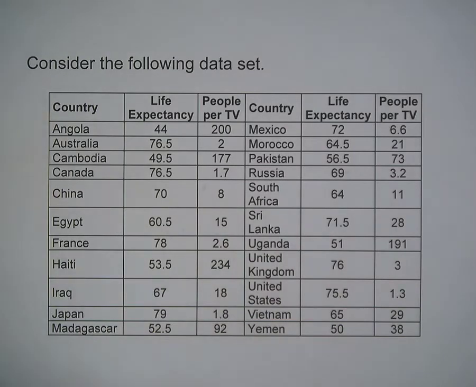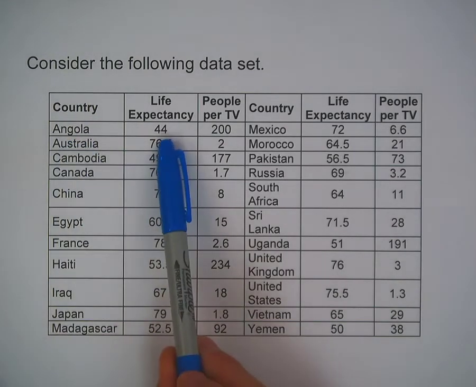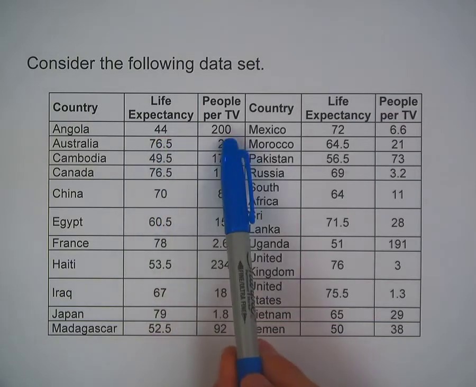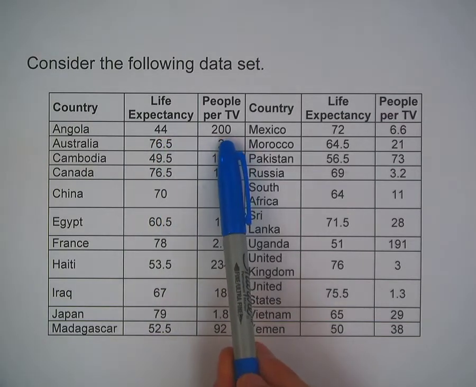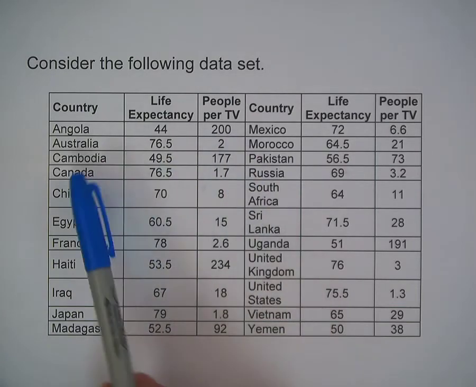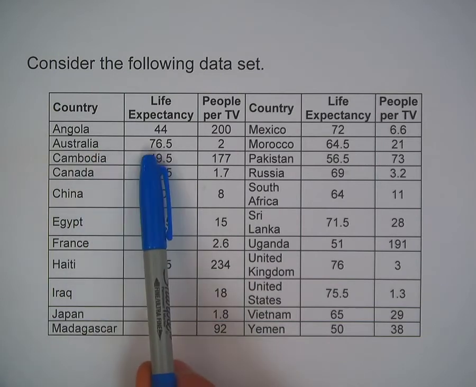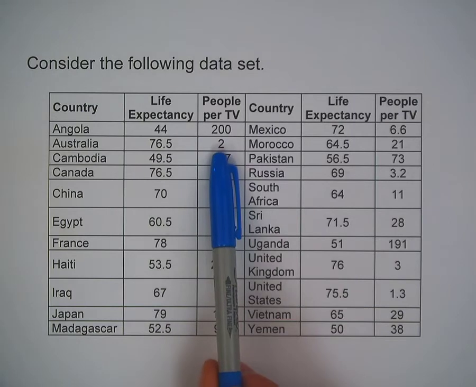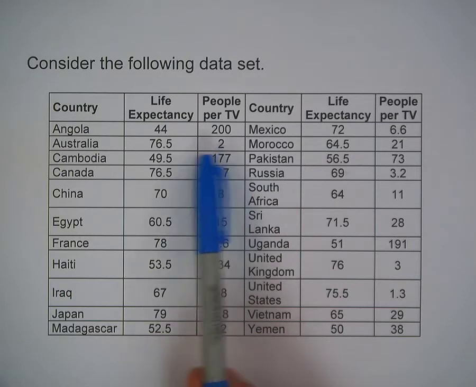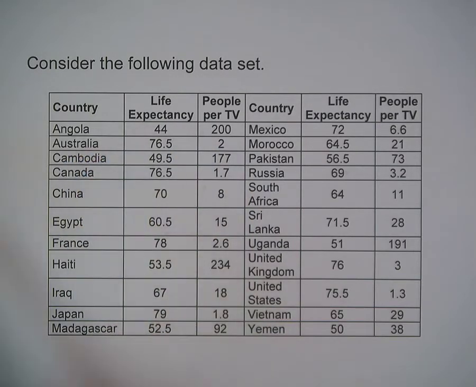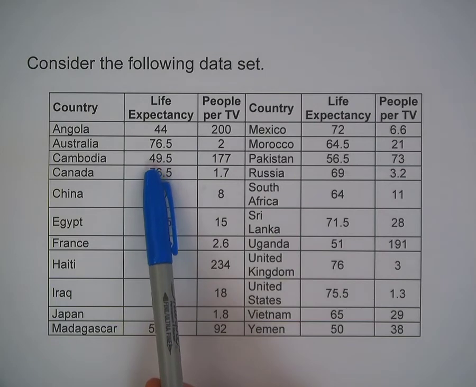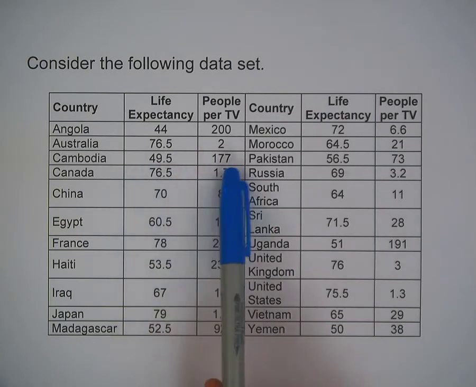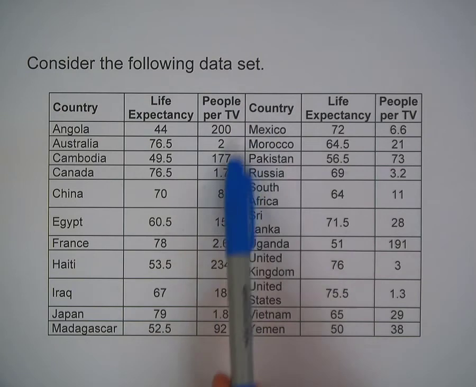So if we look at the country of Angola, the life expectancy is 44 years, and there are 200 people for every TV. That just means that there are not a lot of TVs in the country. If we look at Australia, the life expectancy is 76.5, and there are 2 people per TV. So for every one television, there's 2 people. So in Australia, there's a lot of televisions in the country. Cambodia, they live to be about 49 and a half years old, 177 people per TV.